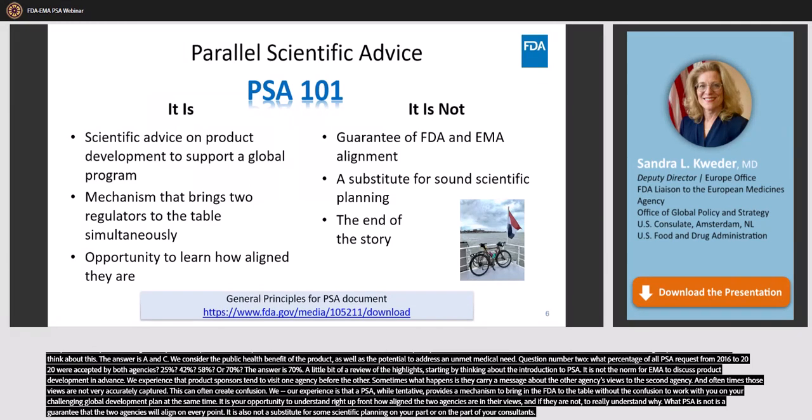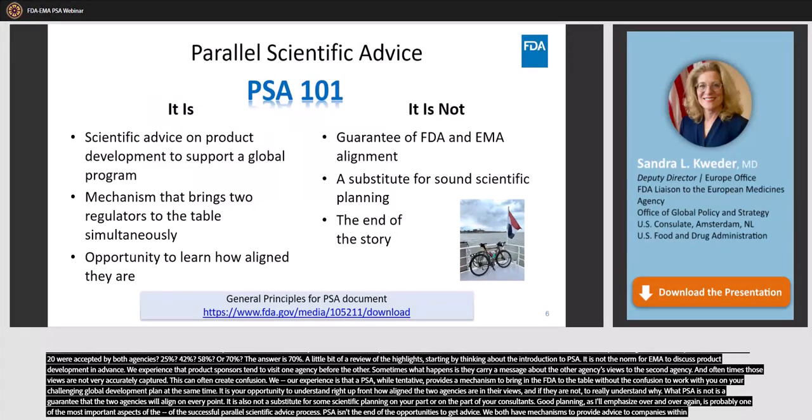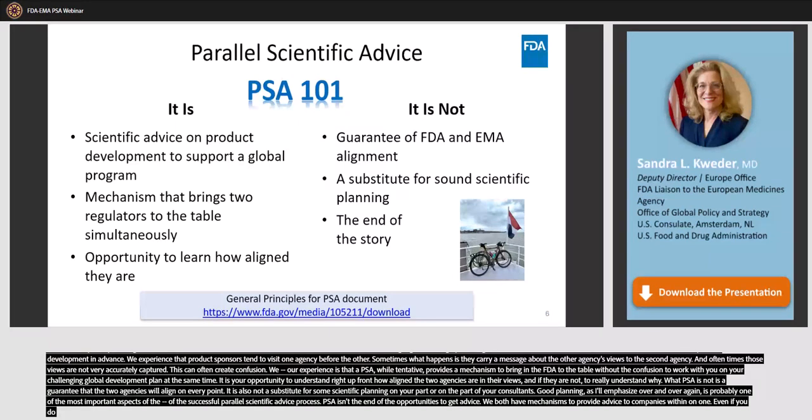Good planning, as I'll emphasize over and over again, is probably one of the most important aspects of a successful parallel scientific advice process. And importantly, PSA isn't the end of your opportunities to get advice from either of our agencies. We both have mechanisms to provide advice to companies one-on-one. So even if you do take advantage of PSA, you still can come back for further discussions.